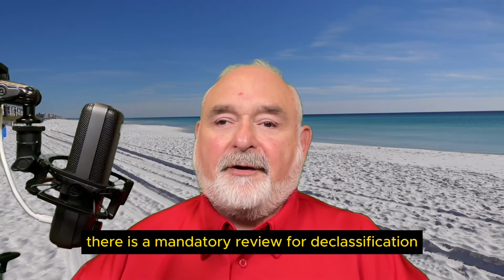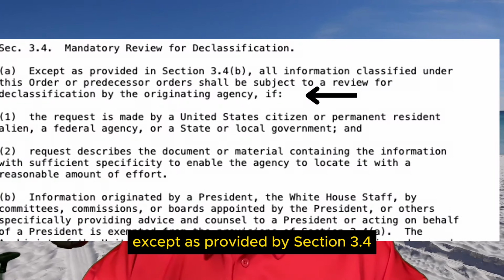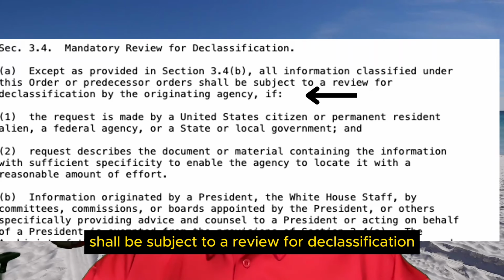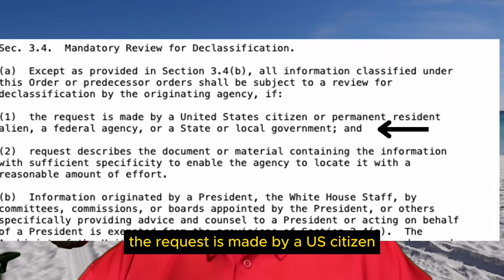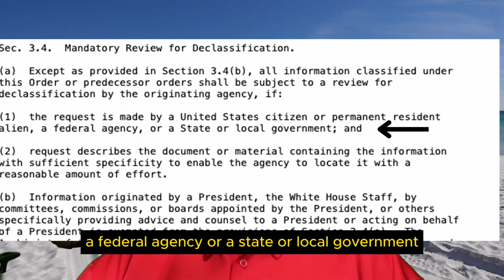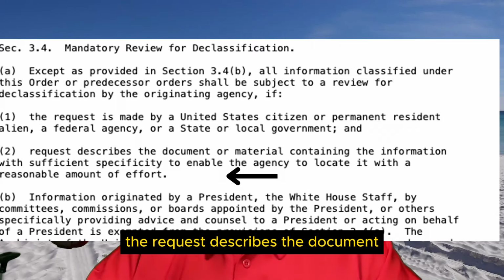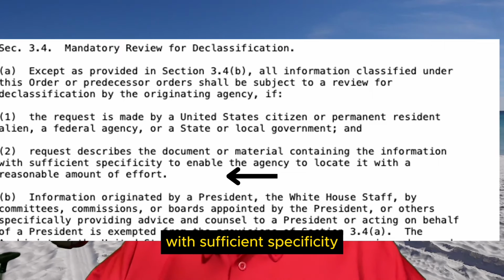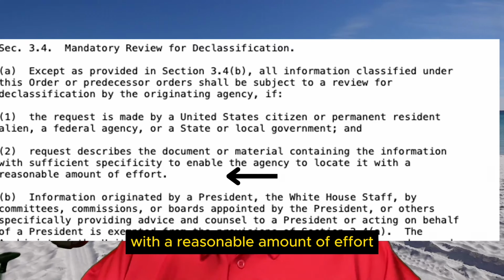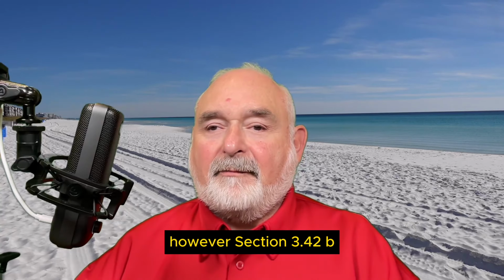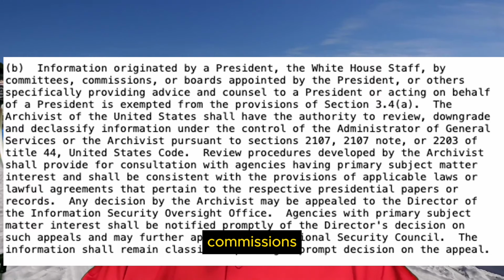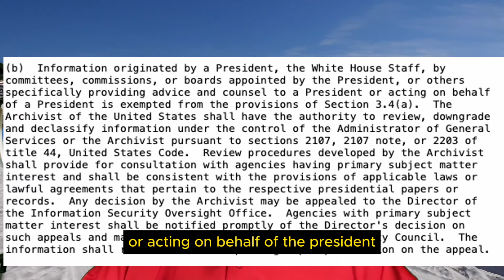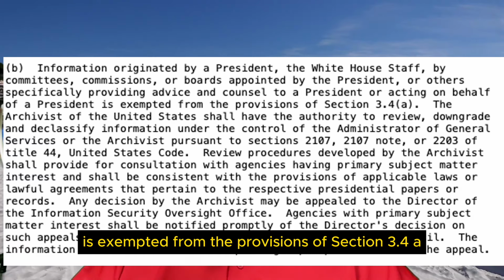Now, there is a mandatory review for declassification. Except as provided by Section 3.4, all information classified under this order or predecessor orders shall be subject to a review for declassification by the originating agency if 1. The request is made by a U.S. citizen or permanent resident alien, a federal agency, or a state or local government, and 2. The request describes the document or material containing the information with sufficient specificity to enable the agency to locate it with a reasonable amount of effort. However, Section 3.4(b), information originated by a president, the White House, by committees, commissions, or boards appointed by the president, or others specifically providing advice and counsel to the president or acting on behalf of the president is exempted from the provisions of Section 3.4(a).